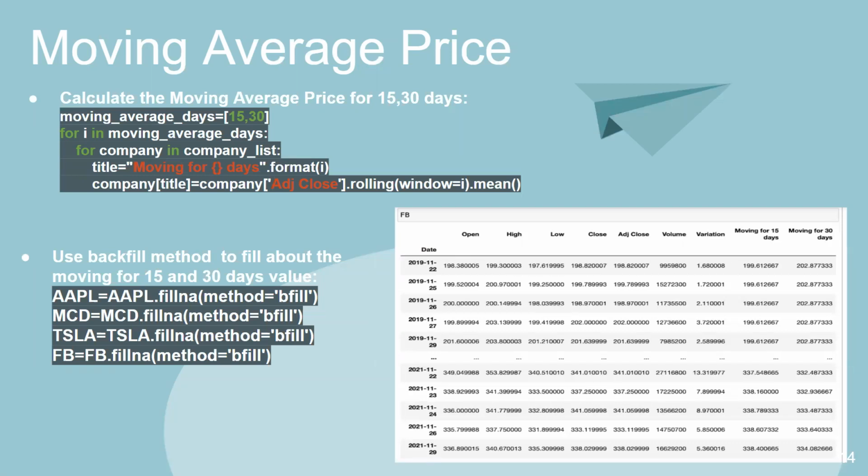For convenience, we use a loop to calculate the result. This calculation will cause some missing values in the first 15 and 30 days. So we need to use the backfill method to fill the moving average values for 30 days and 15 days. Here we just show the result of Facebook as an example.